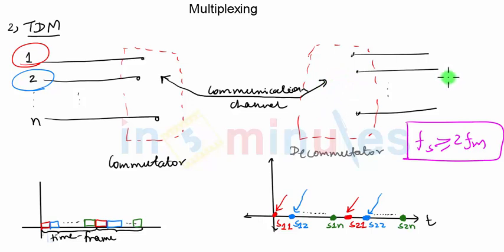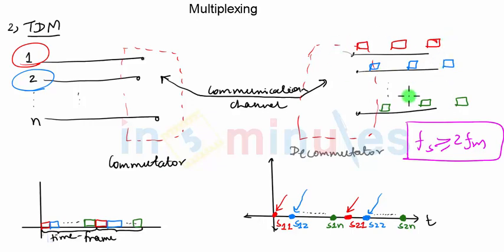In simple words, what I'm saying is there has to be perfect synchronization between the commutator and decommutator. By having that synchronization, we can make sure that the separation of signals takes place on the receiver side. So on the receiver side, you will receive all the samples from the first signal on the first output channel, all the samples from the second signal on the second output channel, and similarly all the samples from the last input channel on the last output channel.